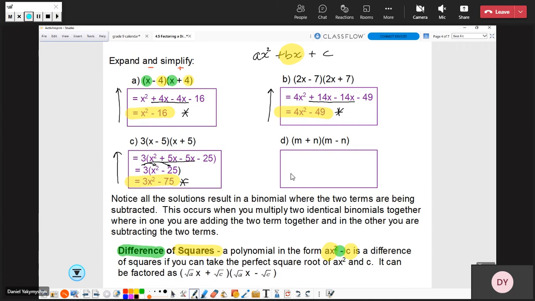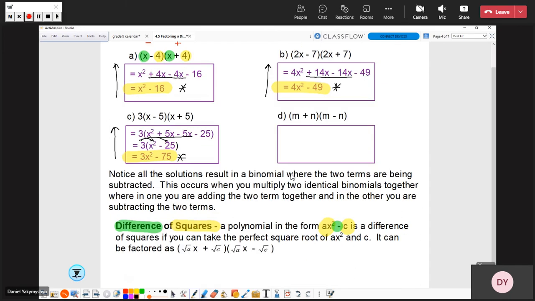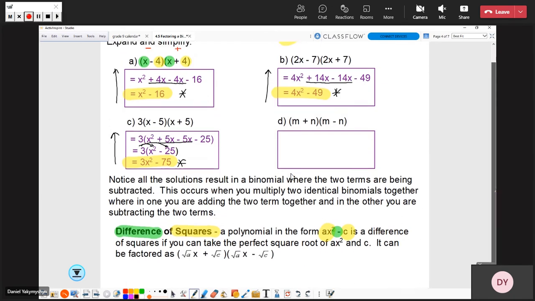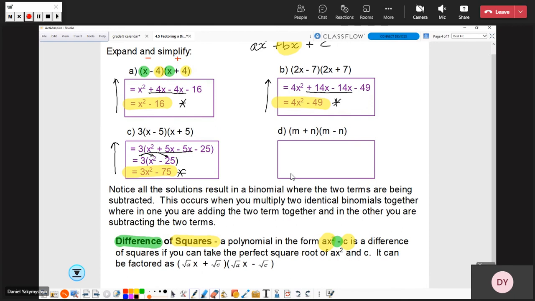A polynomial in this form, ax squared minus c, is a difference of squares when you can take the perfect square root of each of them. So for example, they can be factored just like this here. Now it kind of looks a little strange down there, but maybe I'll show you what I mean. Our job, as factoring machines, starting at the x squared minus 16, is to go up to factored form.